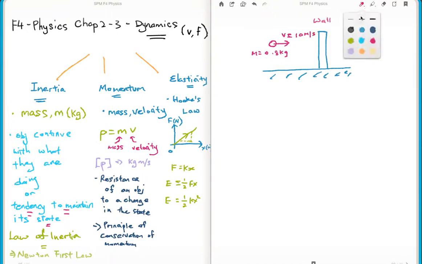So this is what you need to look at. How do I draw this kind of diagram? You need this while you are answering objective questions. They give you a scenario, and you need to express it in diagram form. First, label the mass, label the velocity, and make sure you have an arrow going to the wall. Now what happens? Velocity is a vector quantity, so it will bounce back. We assume there's no loss.